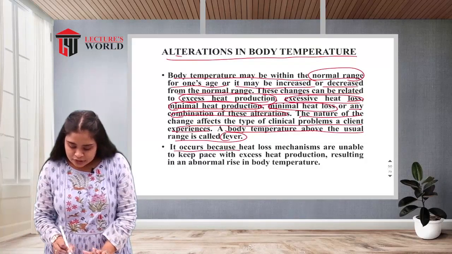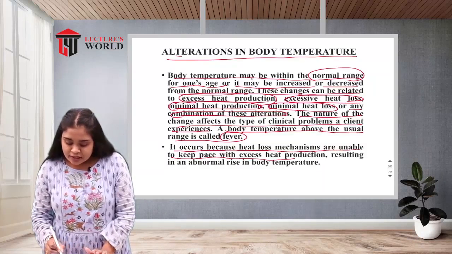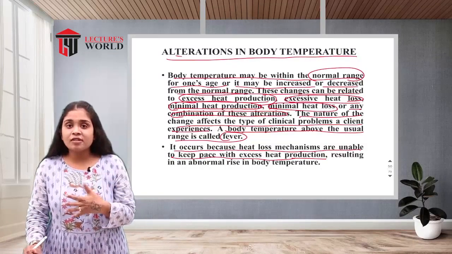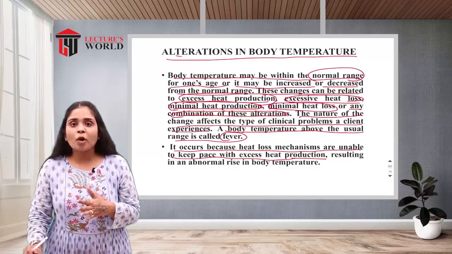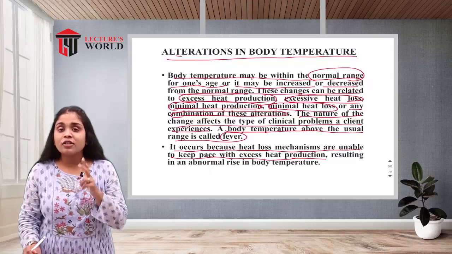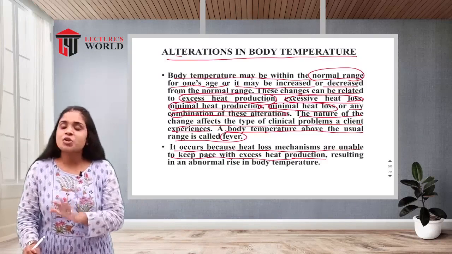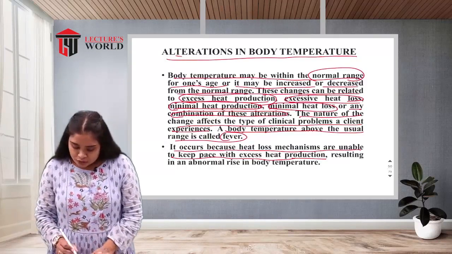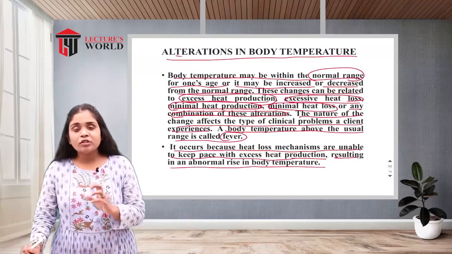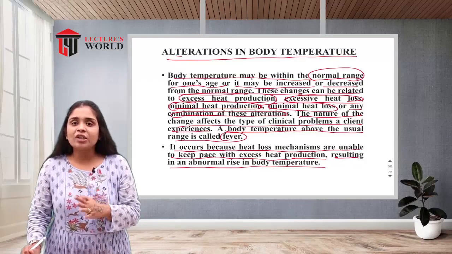It occurs because heat loss mechanisms are unable to keep pace with the excess heat production. Why is this happening? Because the heat loss mechanism inside the body may not be working properly. As we have seen earlier, heat production and heat loss both processes have to work simultaneously. If they are not, then the alteration will be there inside the body, resulting in an abnormal rise in body temperature. When the body is not losing the proper amount of heat, that time the patient is going to have the fever.